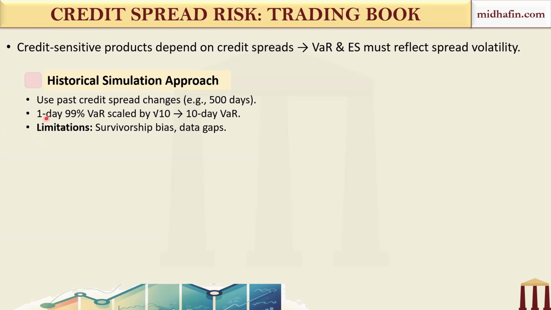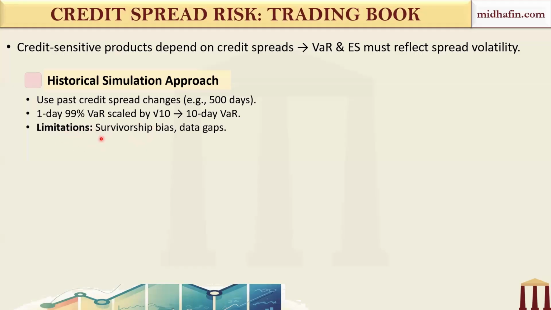And there was a confusion. If you remember, we are not simulating the next 500 days. We are taking the previous 500 days, and only for the next day, we are generating 500 new scenarios based on the last 500 days. That is the idea. So from this, we can compute a 1-day 99% VaR, and then we can scale it up by multiplying it by root 10, which will give us the 10-day VaR. This approach is simple and uses actual market data, but it has some limitations.